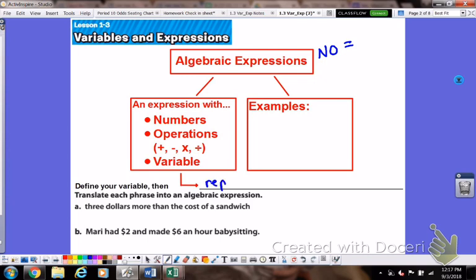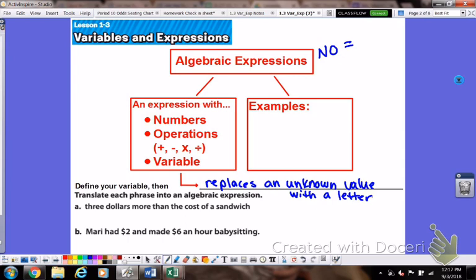where a variable is something we use to replace an unknown value with a letter. So a variable represents an unknown value. We typically use a letter.